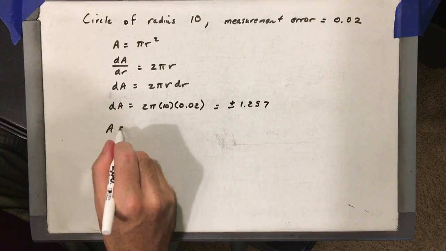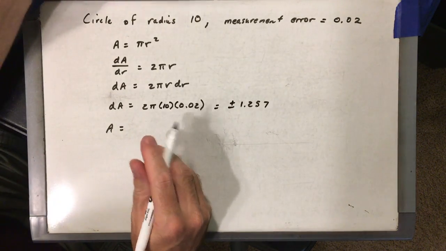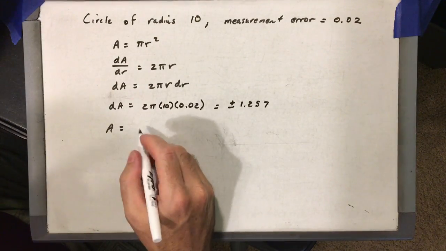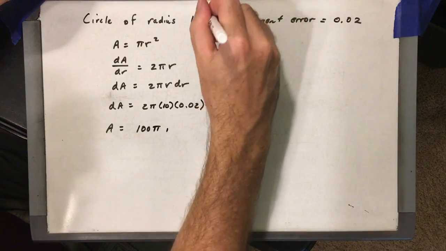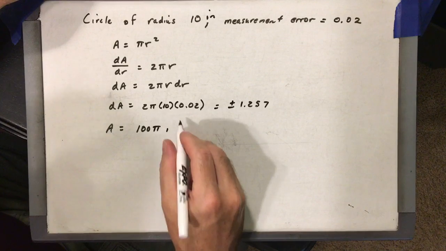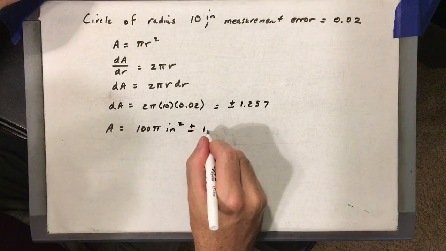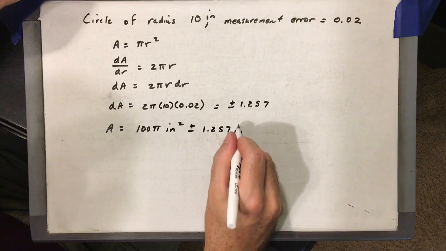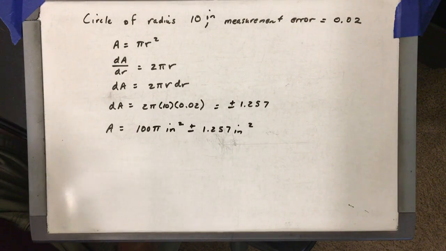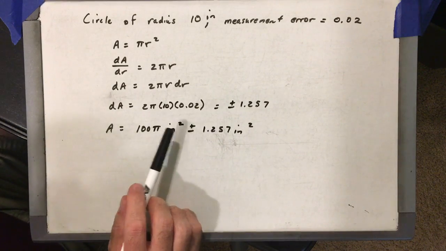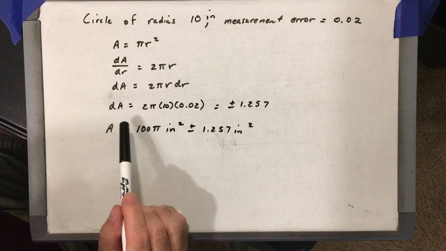Okay, so our area is going to be pi times the radius squared, right? So pi times 100. So it'd be 100 pi, let's say this is inches. We want to get the unit right, don't get a -1 for the unit, right? 100 pi inches squared plus or minus 1.257 inches squared. That's not much error. Okay, so there's an example. You're going to be given a shape. You're going to have to form an equation, take a derivative, plug, plug, plug.